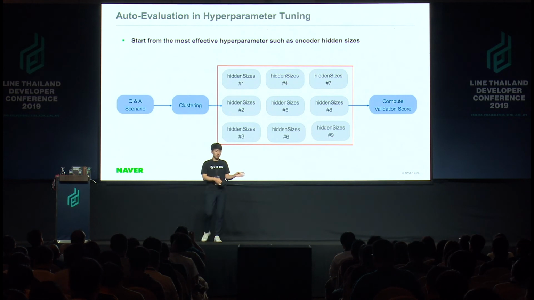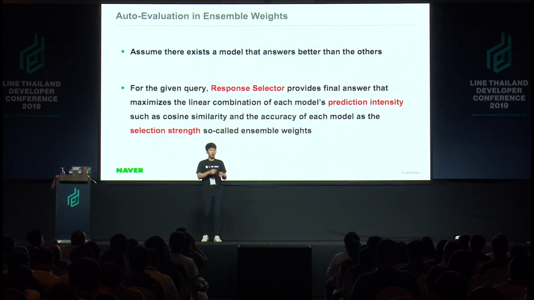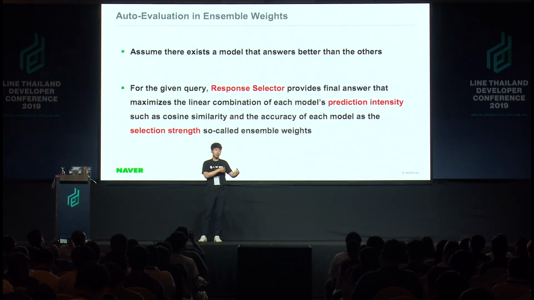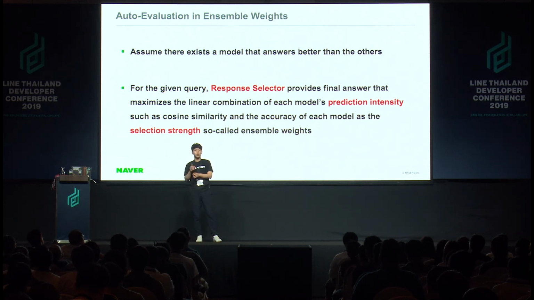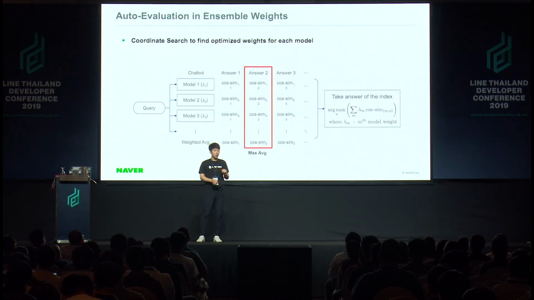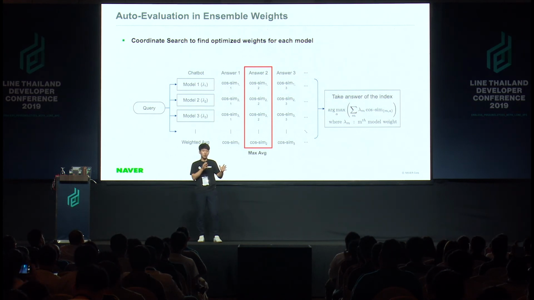Here are some examples of hyperparameters that we use for our sequence models, which is encoder and decoder, and encoder hidden size. And also after we find all the best optimized hyperparameters and the best scenario combinations after clustering, we are going to choose ensemble weights for each model. We are going to take the linear sum of all the scores from each model, and then choose only one answer after that.